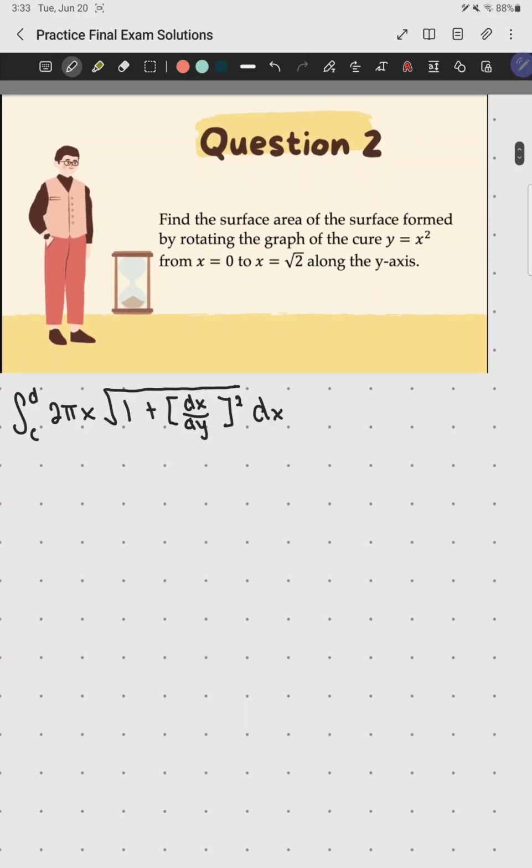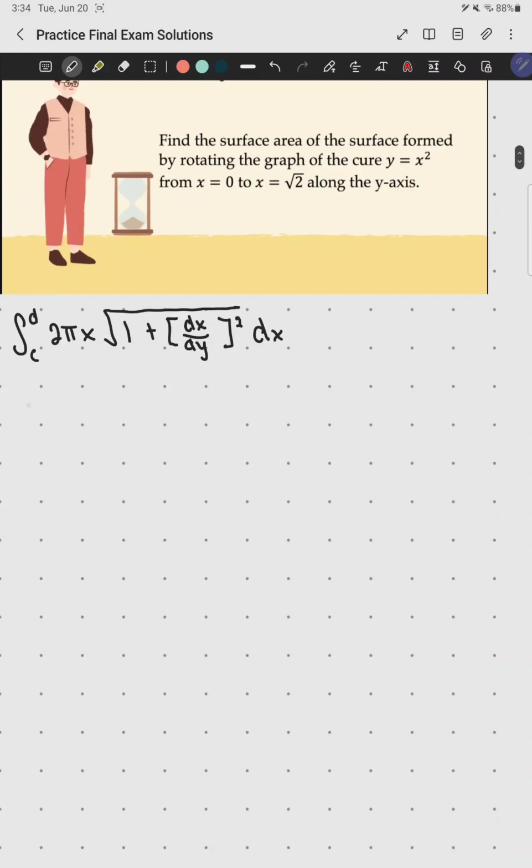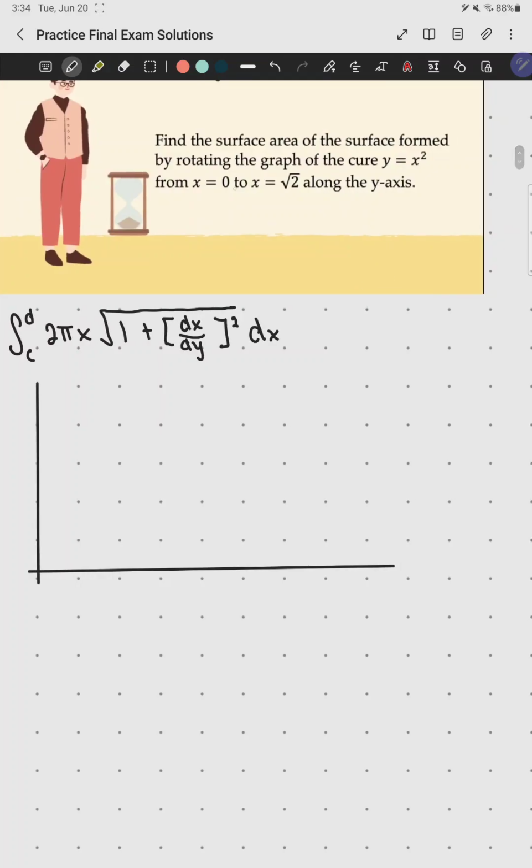Alright, again, to save time, I just wrote down the formula that we're going to use here. Find the surface area formed by rotating the graph of the curve y equals x squared from x equals 0 to x equals square root of 2 along the y-axis. Alright. I'm going to draw a little graph here. We're going to find our bounds real quick. When we plug in 0 to here, we are left with 0, and then we have a 2. So these are going to be our bounds.